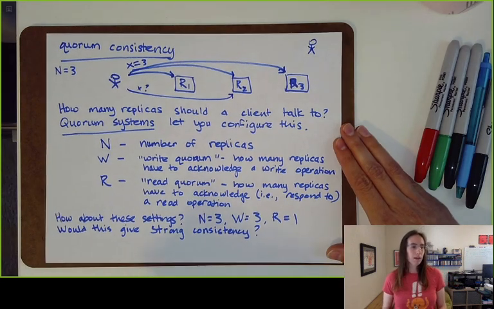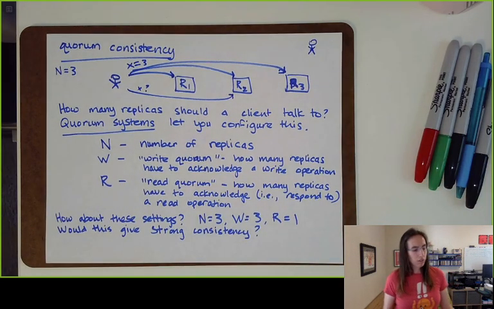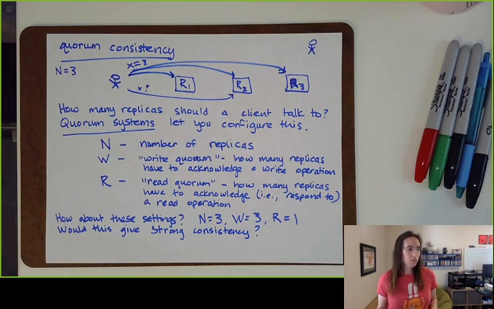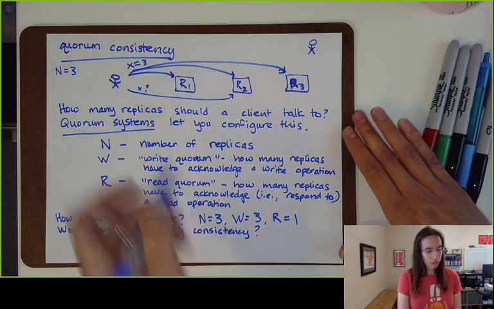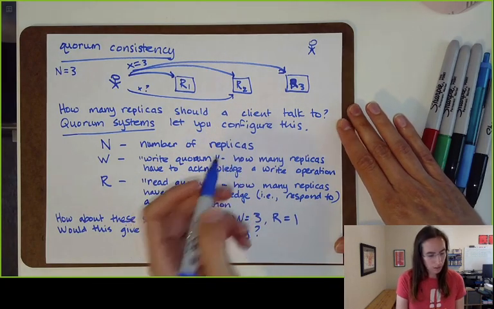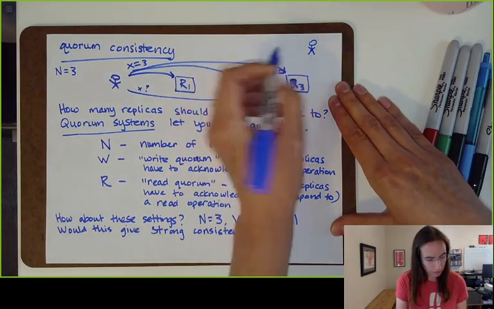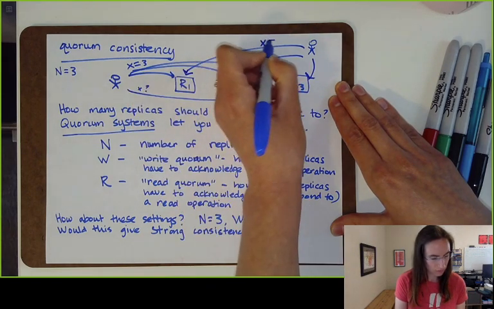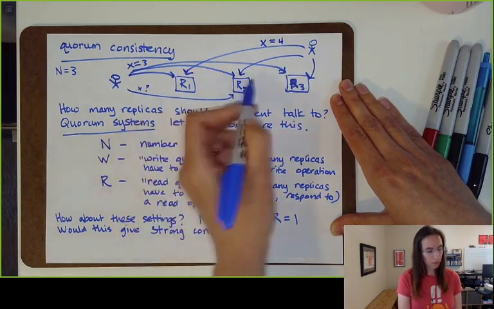When we were doing primary backup and chain replication, let's take primary backup as an example, the role of the primary is to determine the order of writes. The primary serves as a synchronization point that decides on the order of writes and sends them out to the backups in that order. But there's no such synchronization point here. So if these writes come in a different order, you could still end up with replicas disagreeing.